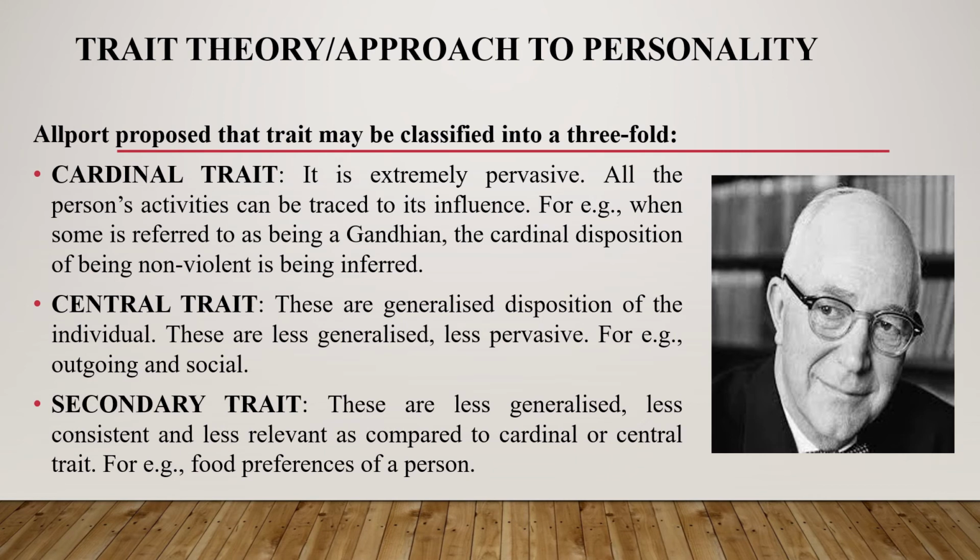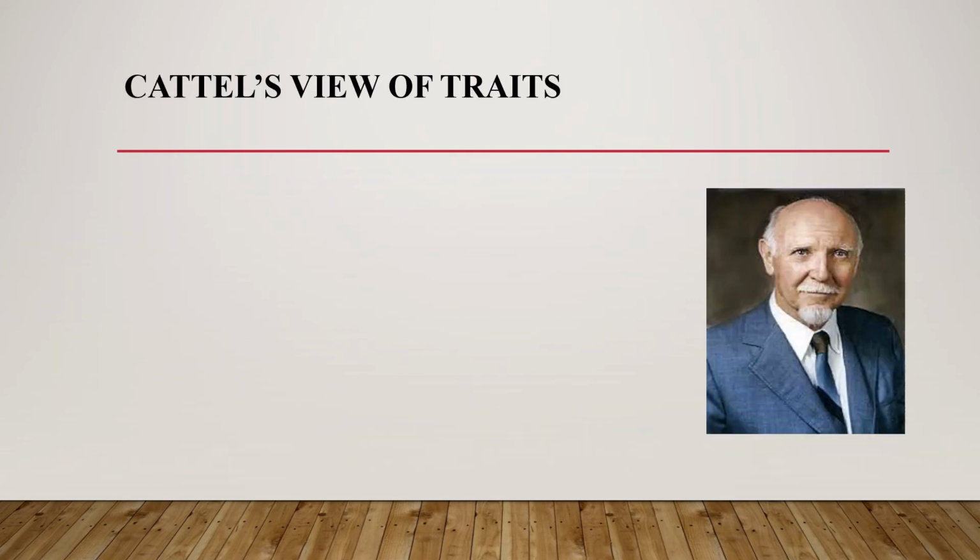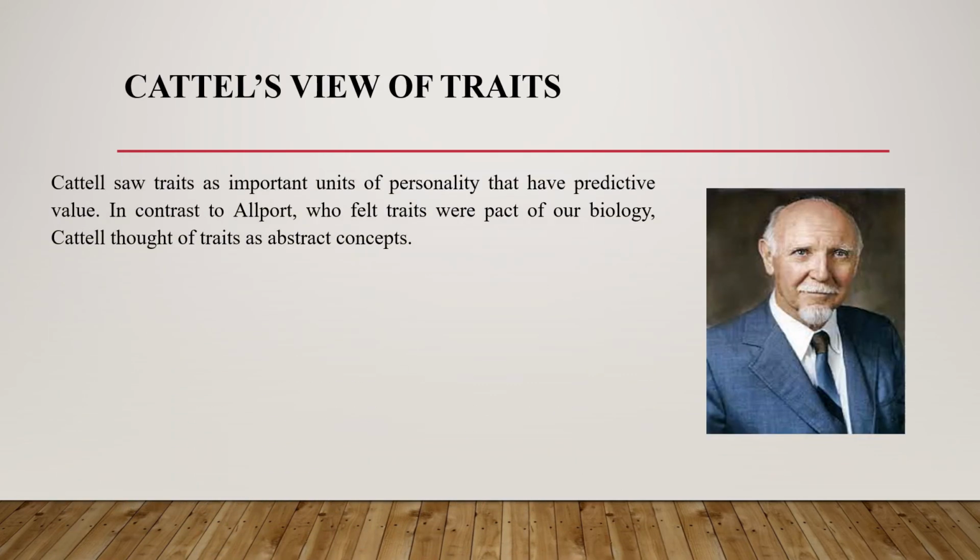Okay, so these are the traits proposed by Allport, who is another very famous psychologist who talked about this trait theory or trait approach to personality. You will be discussing this trait theory in detail maybe when you reach your master's degree. As of now, you just know that there are three traits proposed by Allport: cardinal trait, central trait, and secondary trait. Let's see the last trait approach to personality, put forward by Raymond Cattell.